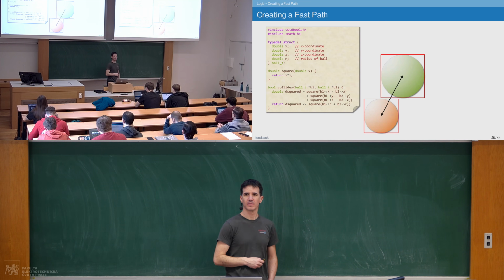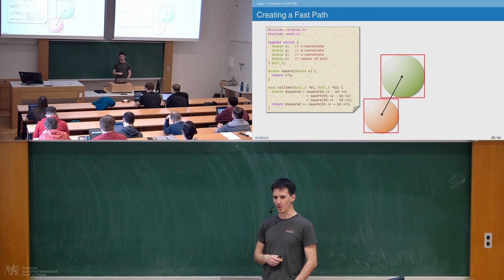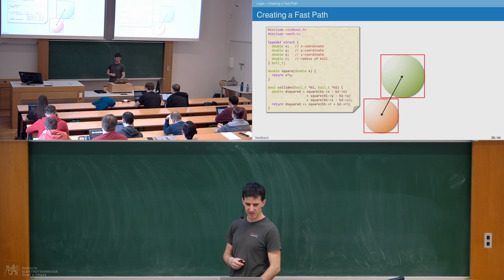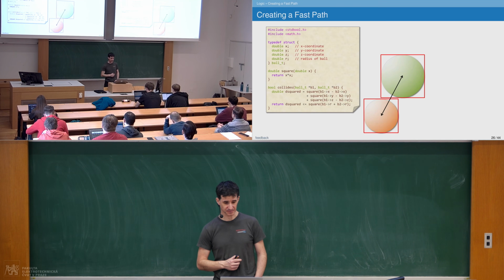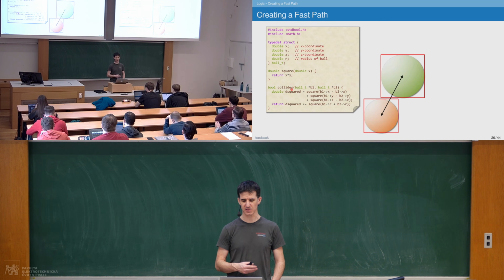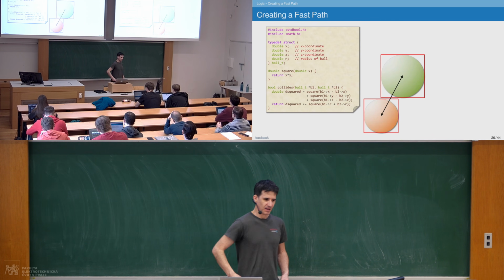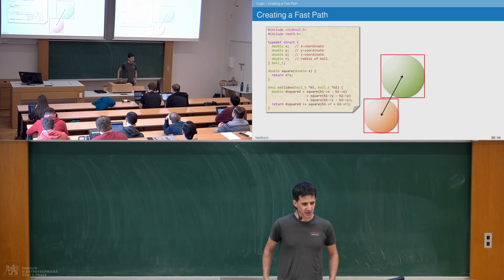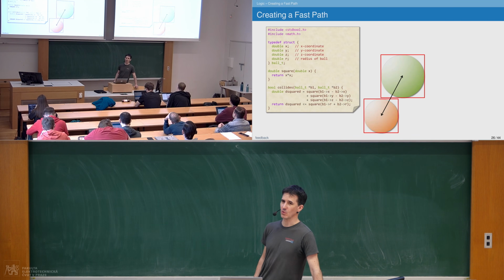Fast pass. Fast pass is another common optimization. We have the same problem: we have to calculate whether two balls collide with each other or not. And there is one way how we can calculate it really quickly.